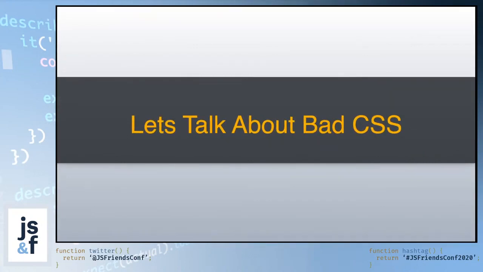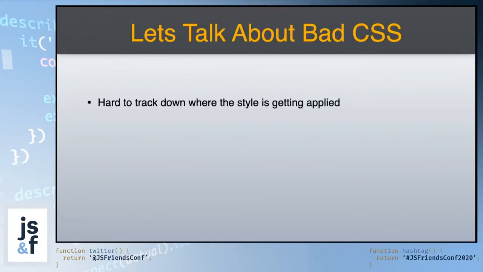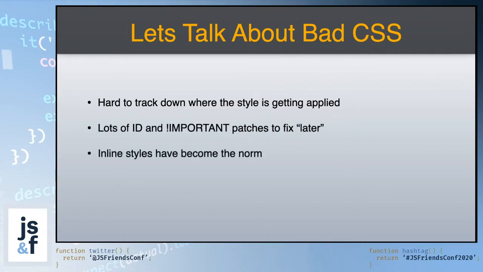So bad CSS is one of those things that almost feels intrinsic. You know it when you see it, yet in a lot of cases, it feels more common than good CSS. Usually when you think about bad CSS, you think about situations where it is hard to track down where a style is getting applied. You see a lot of ID and important patches to fix later. You might notice that inline styles have become a bit of the norm. And you can't really tell what changes might cause a break in the system.